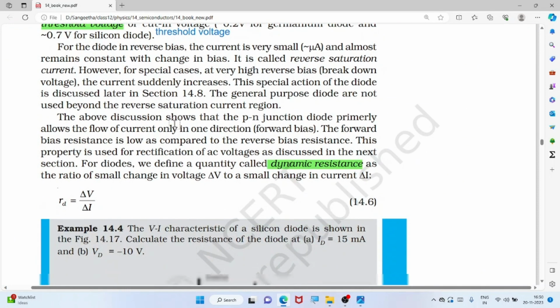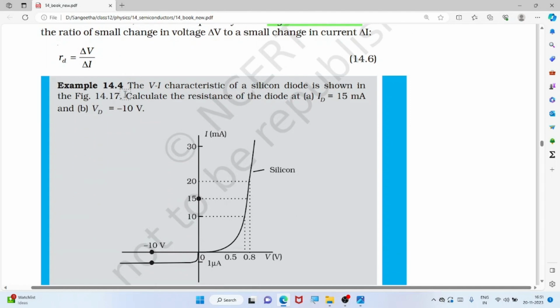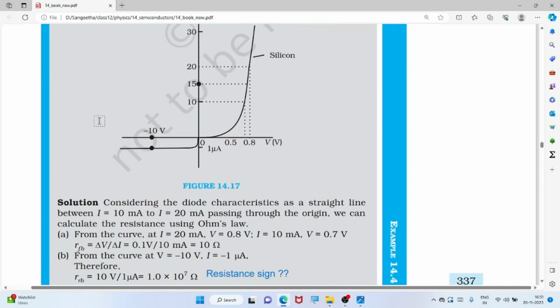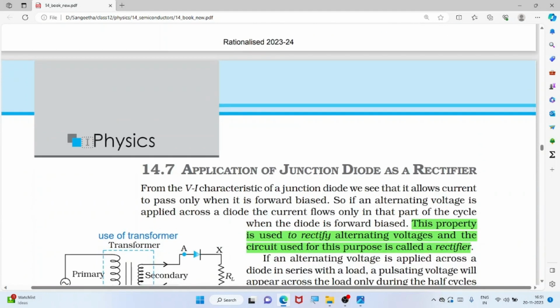Threshold voltage, dynamic resistance. From the VI characteristic of the silicon diode, calculate the resistance of the diode at this current. The voltage reading is straightforward, so you can compute the resistance. Here there is no negative sign: the current is negative, but the resistance has no negative sign.